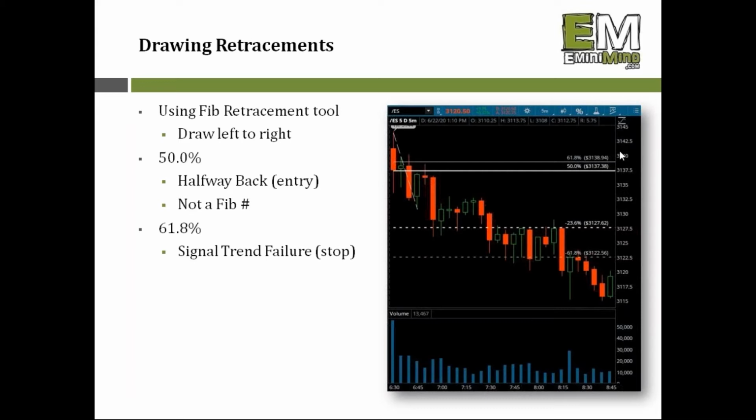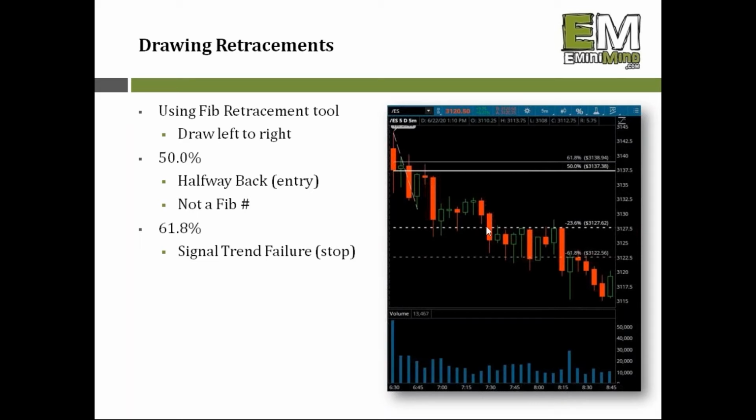So if we moved up for the first hour, or for the morning session, we've moved up for a period of time, and then we pull back. Well, if we pull back roughly 61.8% of the move, now the trend is in strong jeopardy of failing. So to simplify things, having the 61.8 as the failure point, or the stop point, is a great place to put your stops on your trades.